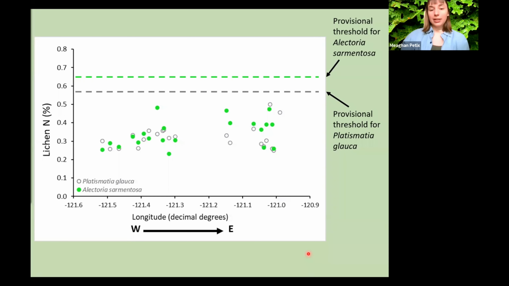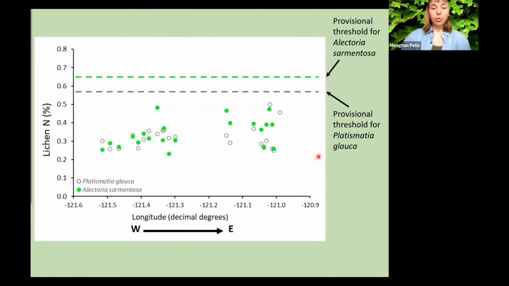This figure is showing lichen nitrogen percent data for 2 of my focal lichen species, Platismatia glauca in gray and Alectoria sarmentosa in green. Lichen nitrogen percent is along the y-axis, and the longitude of the air quality plots in decimal degrees is along the x-axis, going from west to east across the park. And I added these dashed lines to show the value of the provisional thresholds for both species, 0.59% nitrogen for Platismatia glauca and 0.65 for Alectoria sarmentosa.